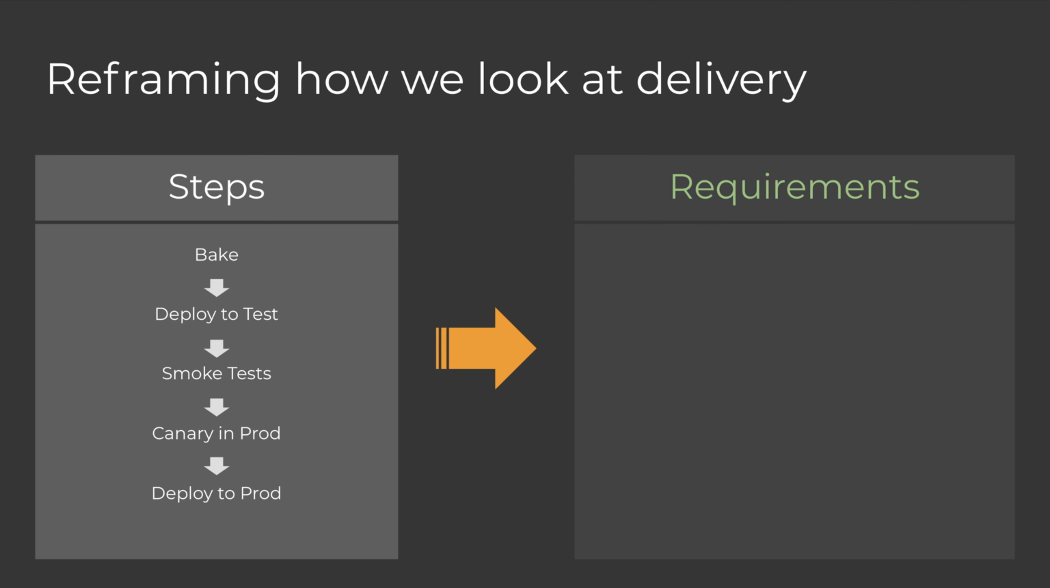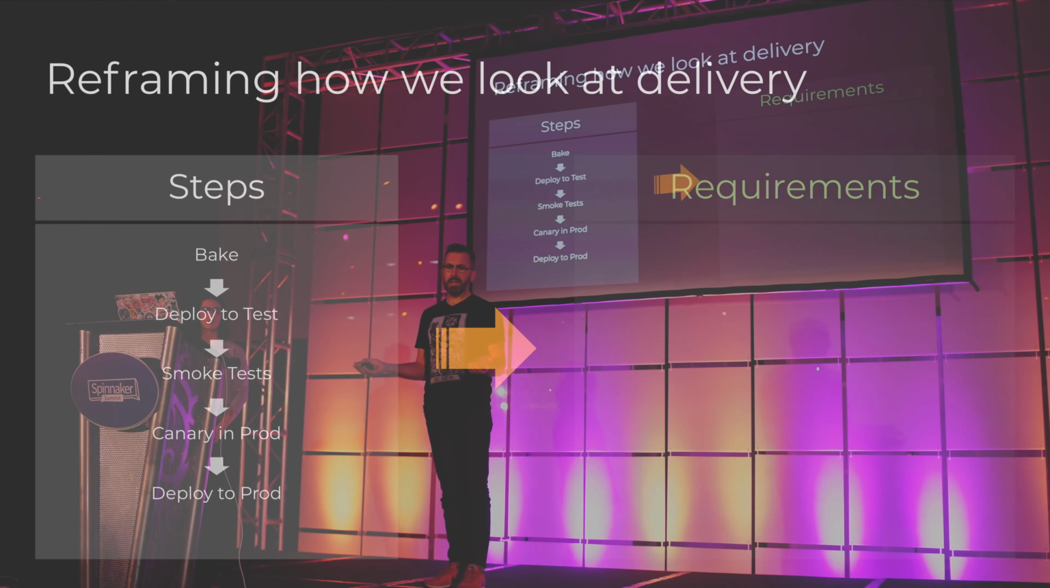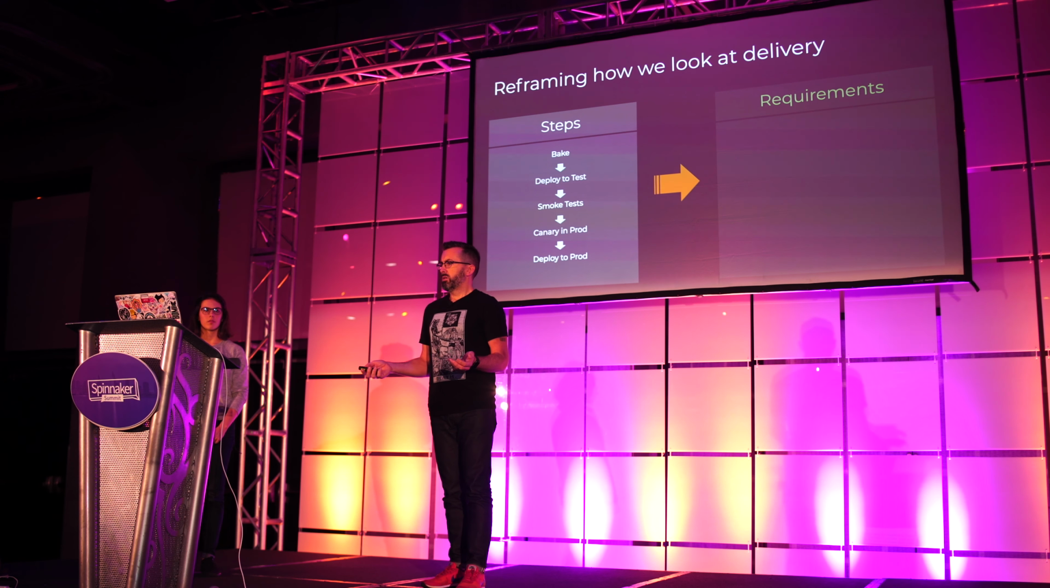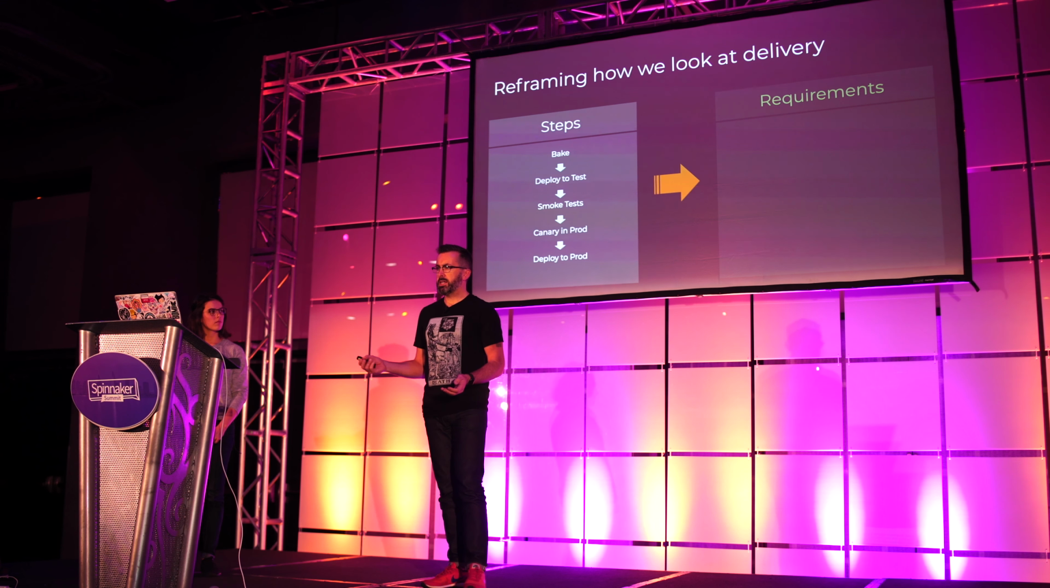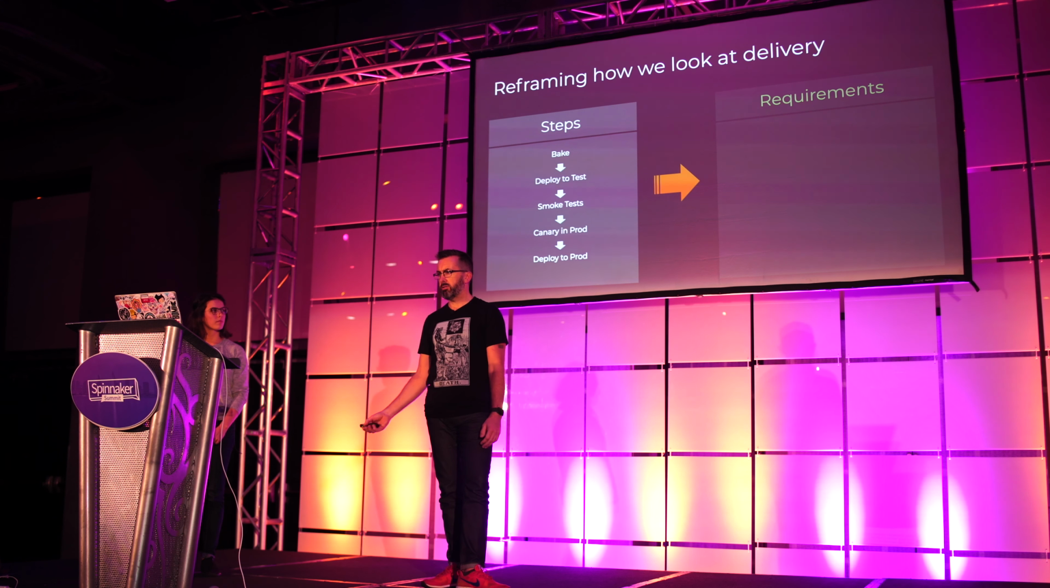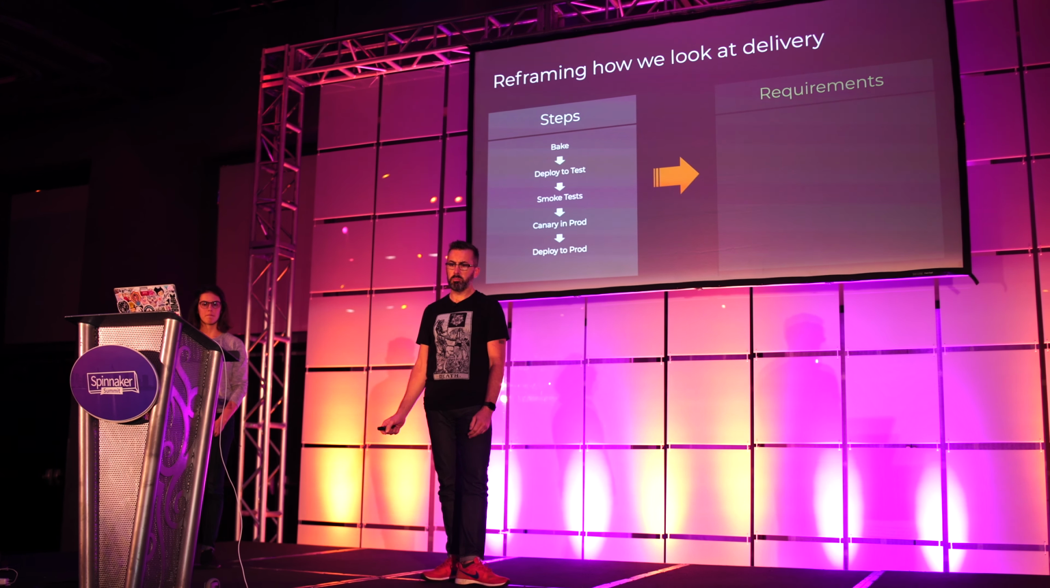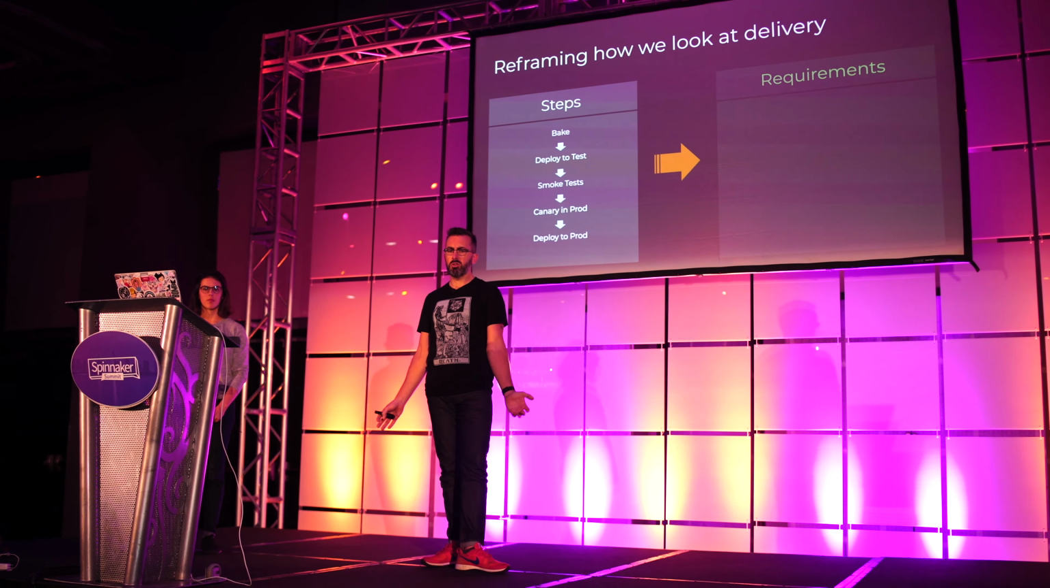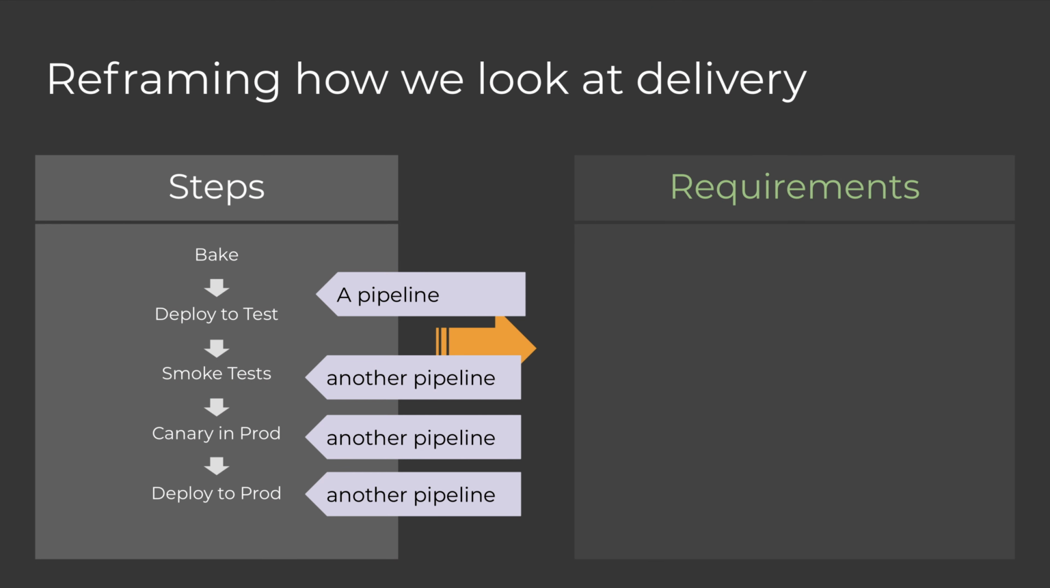So let's think about what this might look like in steps. This is a pretty standard deployment flow. So an AMI gets baked, we deploy it to a test environment, and later smoke tests happen, canaries happen, and ultimately we deploy to prod. A lot of teams have something logically the same, but organized differently. A lot of teams have something more complex than this, but this is pretty typical.